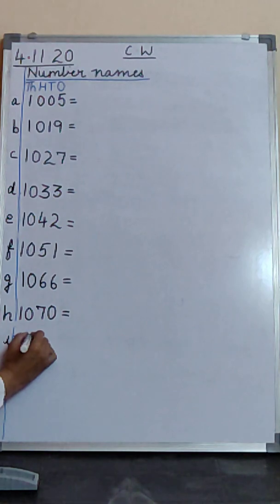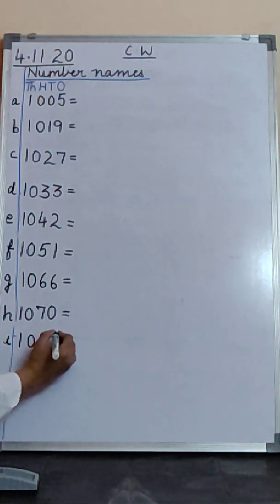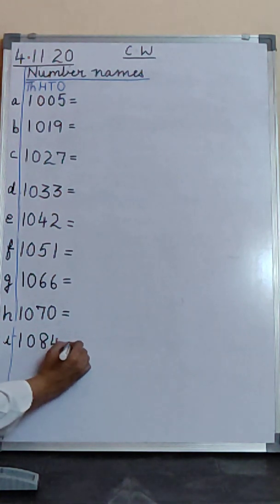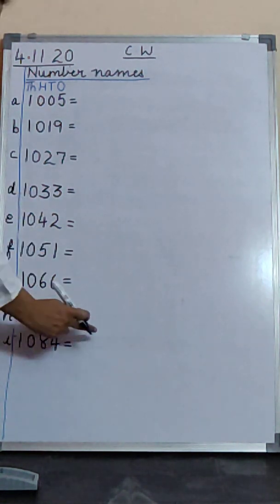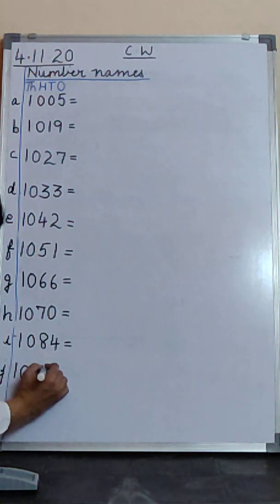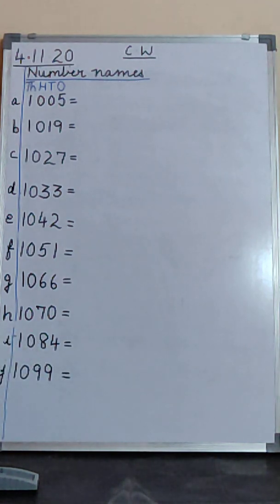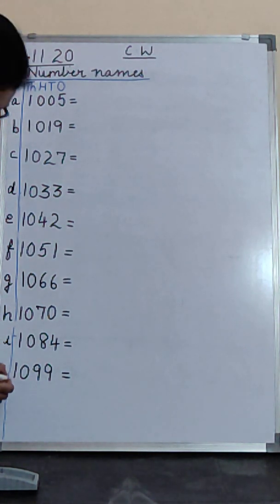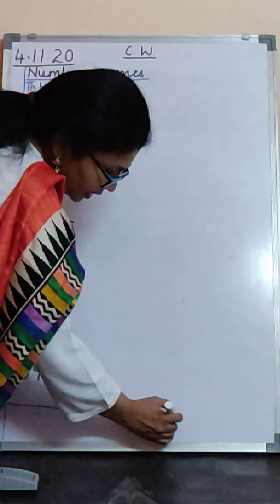Then 1084. So you write 1084. Then you write 1099. And after writing this, you will draw the finishing line.